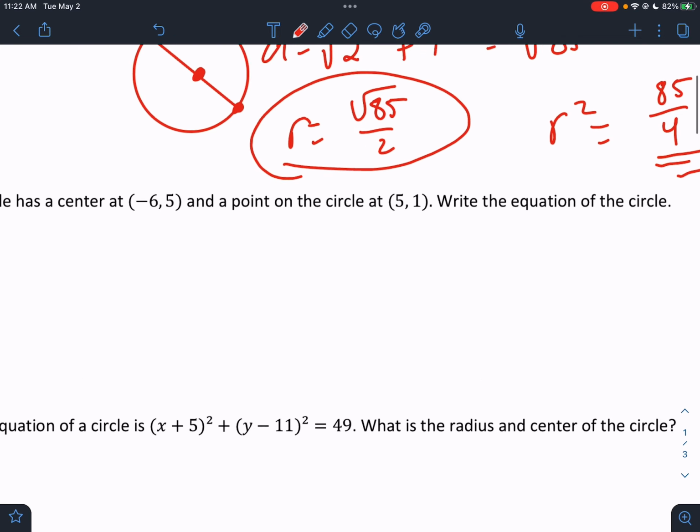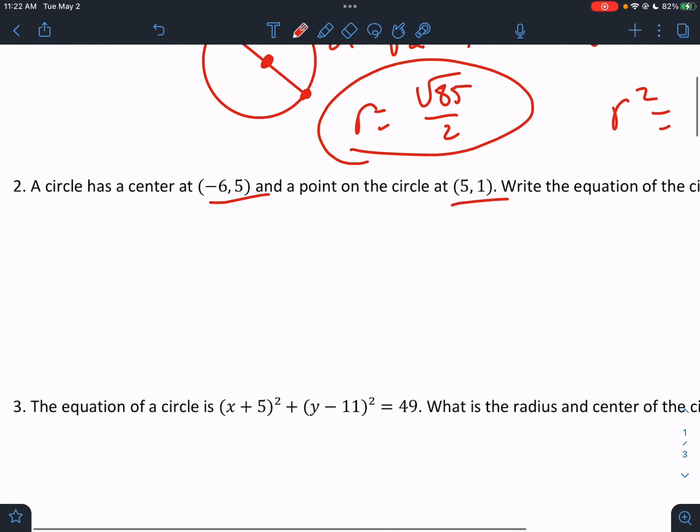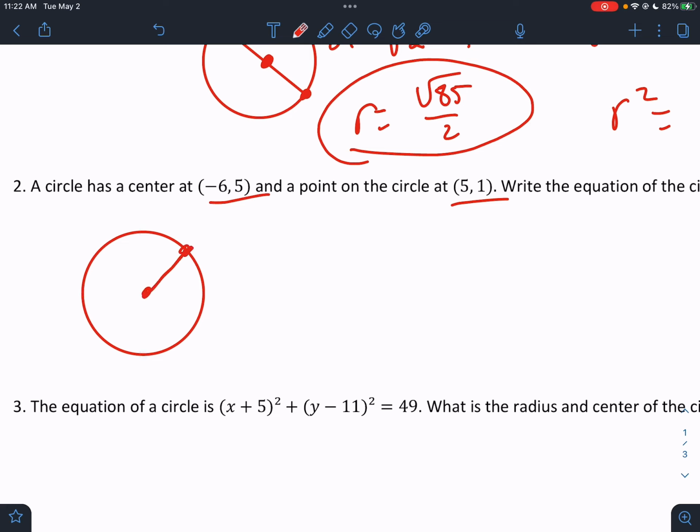A circle has that center and a point on the circle. So what do we have this time? We have the center, and we have a point on the circle. So wouldn't that distance be the radius already? So the radius equals the square root of negative 6 to 5 would be 11 squared. 5 to 1 would be 4 squared. So the radius is 121 plus 16, the square root of 137.